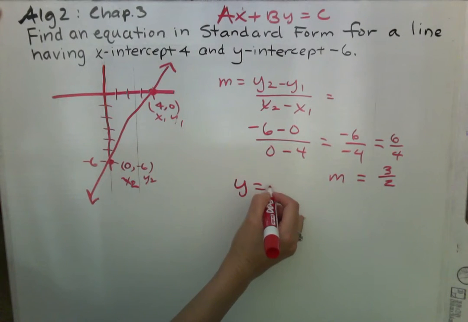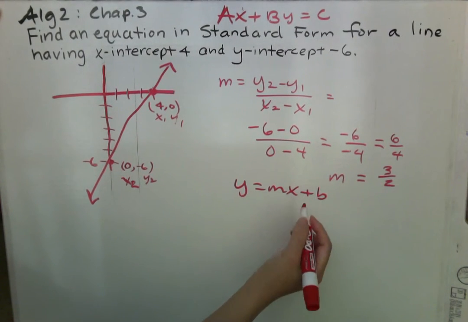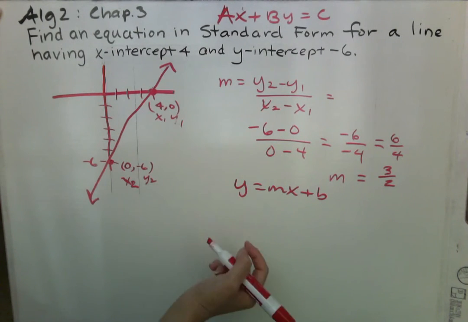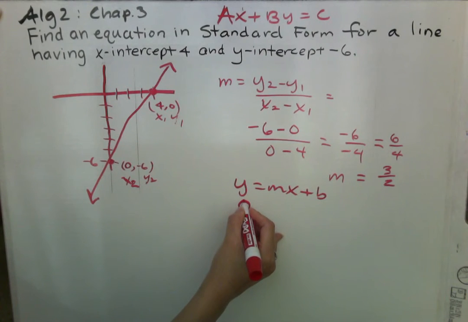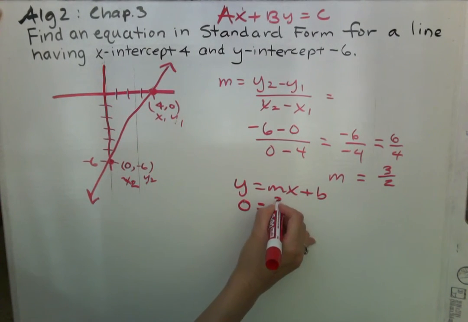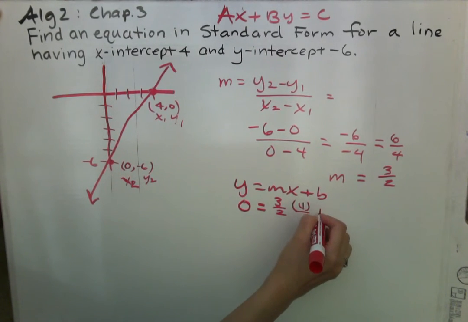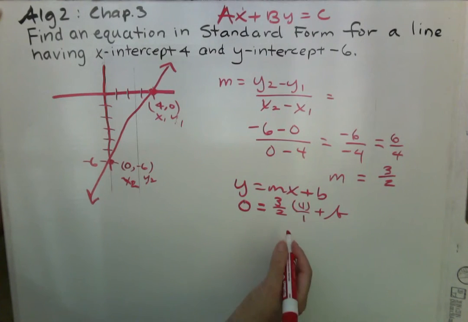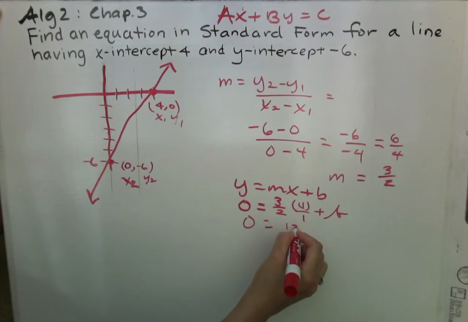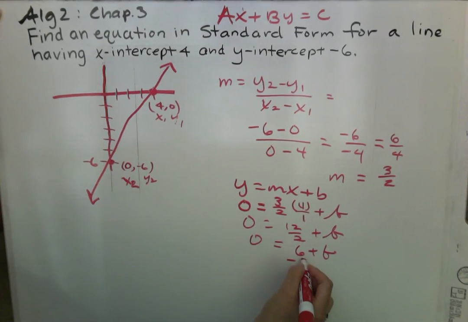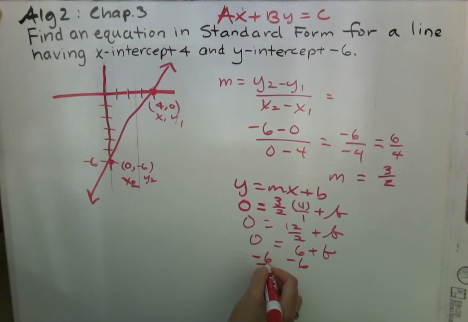So if we use y equals mx plus b, using what's given, we can either use this point or this point because both points are on this line. I'll go ahead and use that point right there. We have 0 for y equals the slope, which we just found, 3/2, times x, which is 4, plus b. We'll go ahead and solve for b. So we have 0 equals 12 over 2 plus b. 12 over 2 is 6 plus b equals 0. Again, we're trying to get b by itself, subtract 6 from both sides, so the y-intercept is -6.